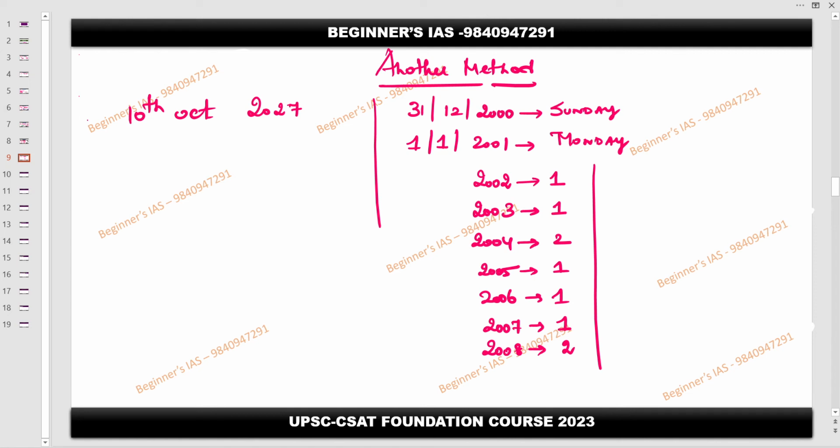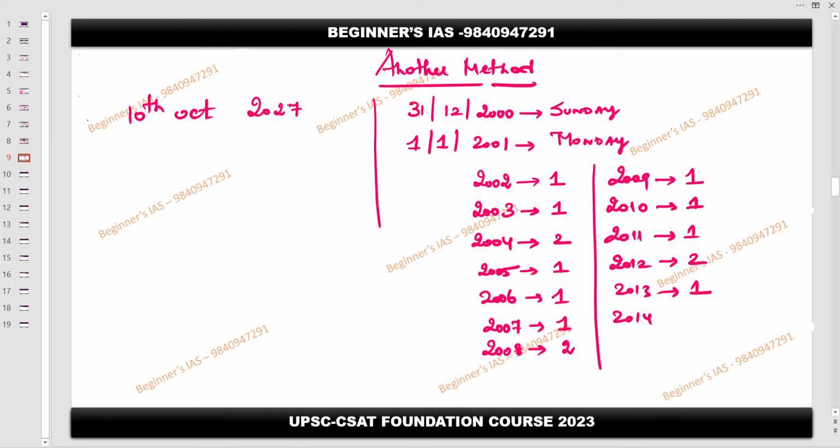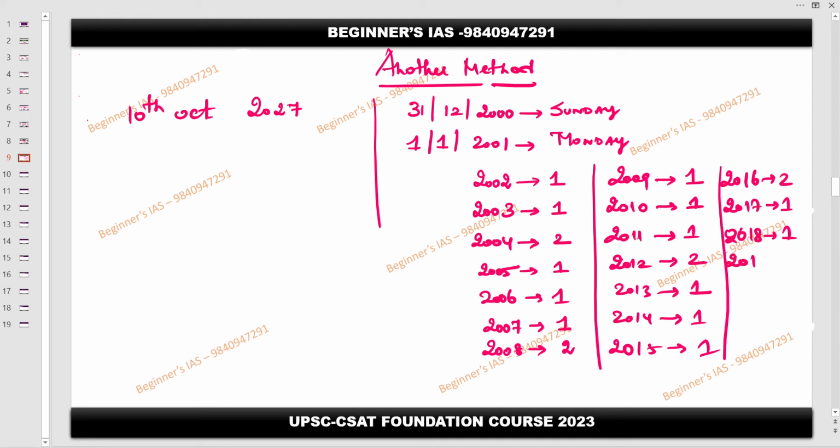For 2021 you're doing 2001, sir. Sir, I am doing this way. This is another method. See, a lot of methods are there to solve this kind of question.